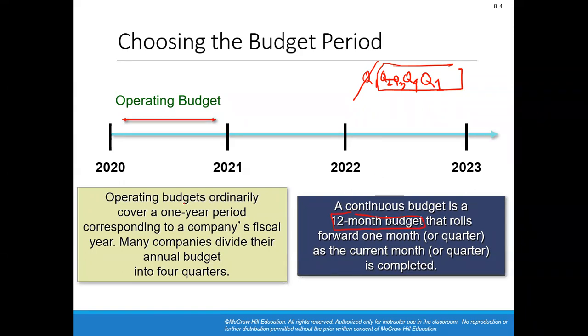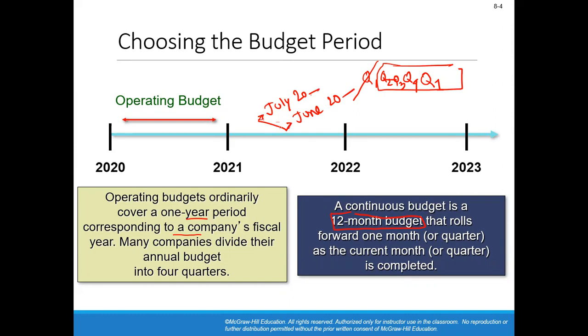So usually the operating budget, which involves the sales and production budgets, covers a 1 year period, and it is directly connected with the company's fiscal year. So if the company's fiscal year is from July 20 to June 20 something, the operating budget should cover or align with this period.